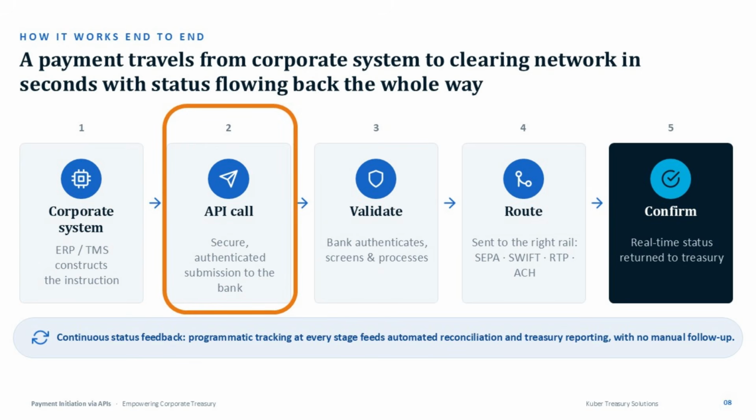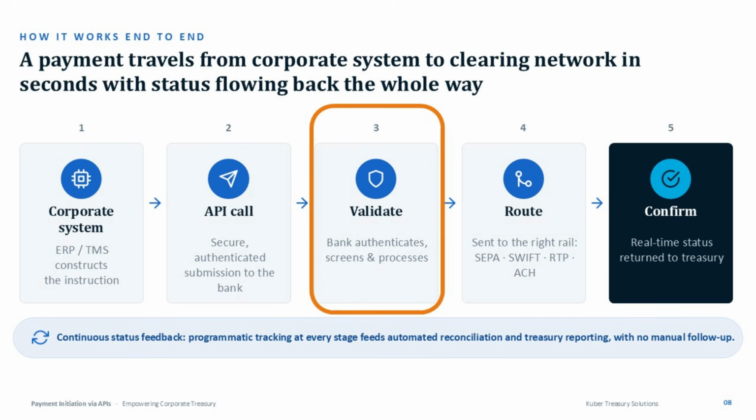Then comes step 2, the API call. The company's system sends the payment instruction securely to the bank. This is the point where the company's system connects with the bank. Next is step 3, bank checking and processing.